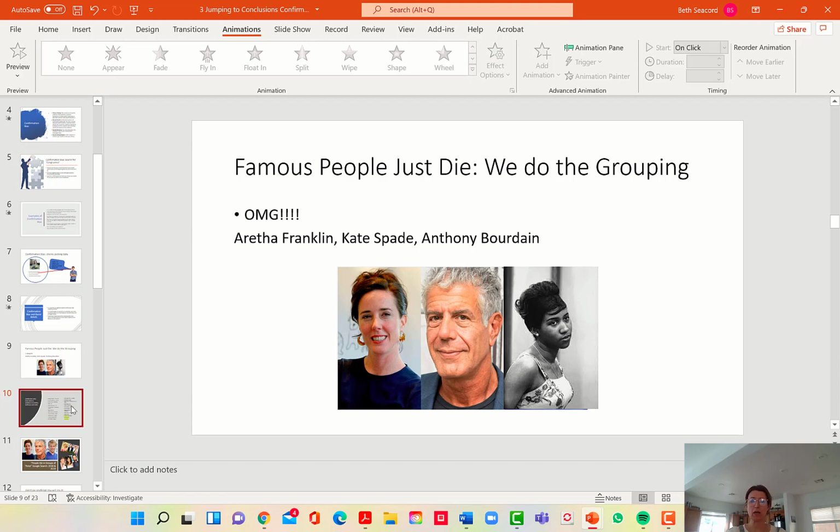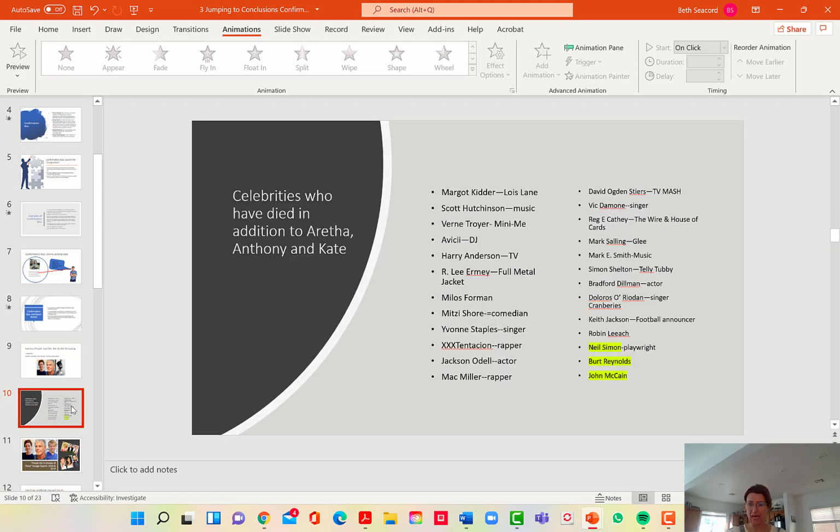Let's see. So I looked up famous people who had died up to that point in 2019. This was only a small fraction. I just wrote some of them. But John McCain, Burt Reynolds, and Neil Simon also died that year. So that's 6. 2 groups of 3.